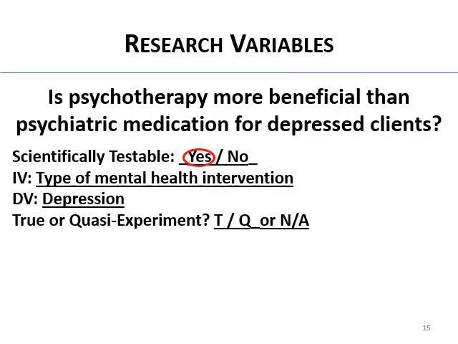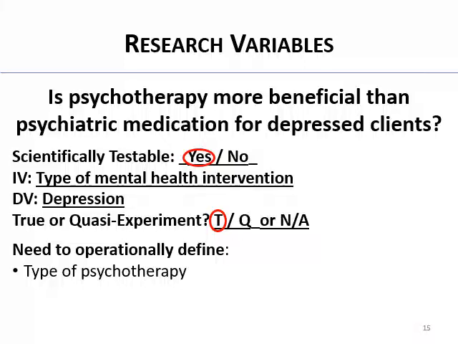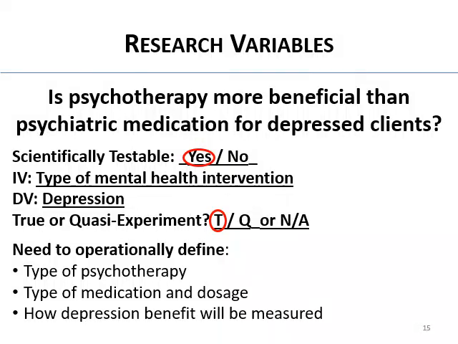So could we randomly assign folks to receive psychotherapy versus meds? I think we could, yeah. So I'm going to say true experiment. Again, we still got to operationally define stuff. What type of psychotherapy are we going to be using? And then what type of medication? And then how are we going to be measuring the benefit of those things on depression, the DV?